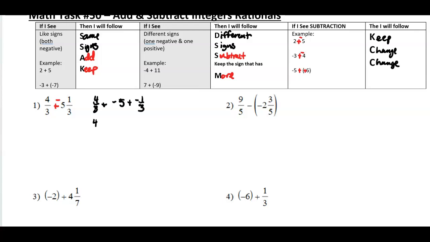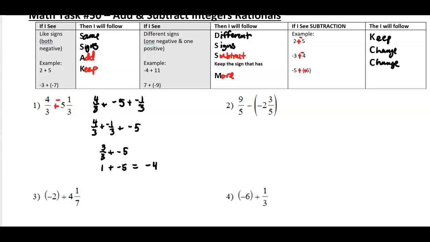Now, let's use the commutative property to put the fractions by each other. 4/3 plus negative 1/3 plus negative 5. 4/3 plus negative 1/3, that's different signs, so I subtract them. They already have common denominators. I'll just keep the denominators. 4 plus negative 1 is 3. So we have 3/3 plus negative 5. 3/3 is like one whole. So basically we have 1 plus negative 5. 1 plus negative 5 gives us our answer of negative 4.